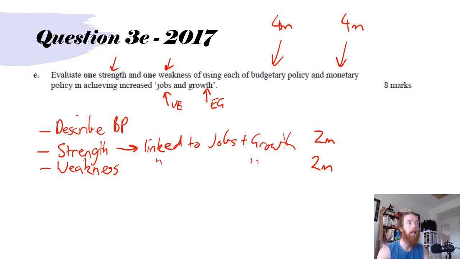Then you do the same for monetary policy. So it'd be the exact same thing, except you do monetary policy, strength linked to jobs and growth, and then weaknesses tied to jobs and growth. And then that would get your 8 marks overall. So we're going to look at budgetary policy on one slide and then monetary policy on the other.